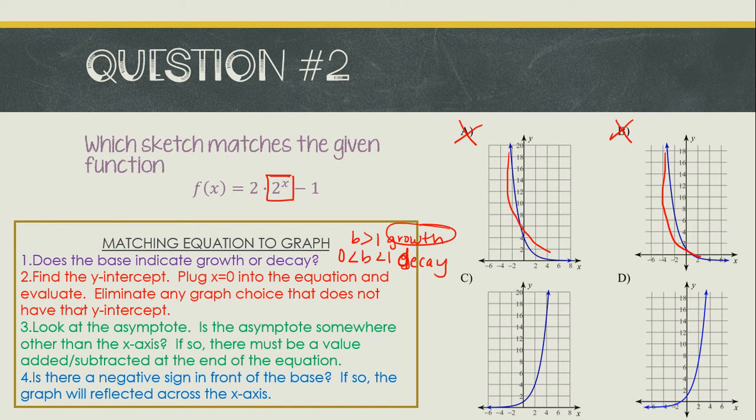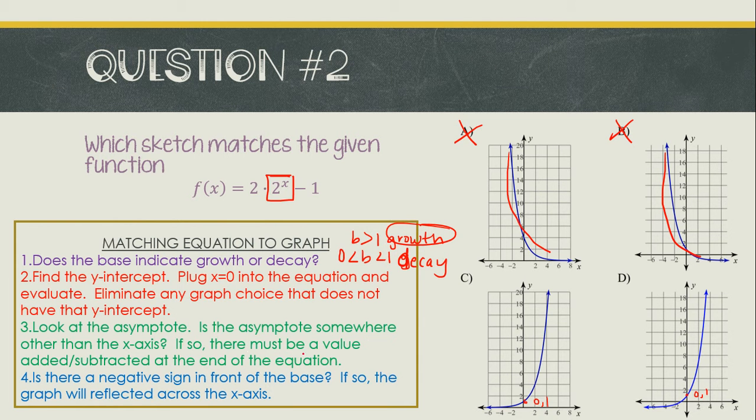So the next thing we can do is we can check the y-intercept. So if I look here, these y-intercepts happen to be the same point. Okay, it looks like here that I'm at 0, 1 for both of these. So that's not really going to help me in this situation. So then I'm going to look at choice 3.